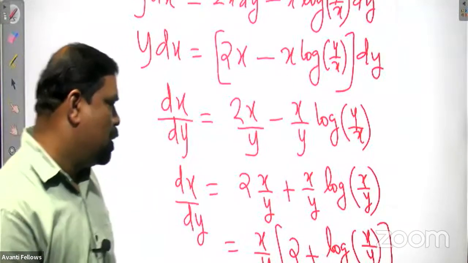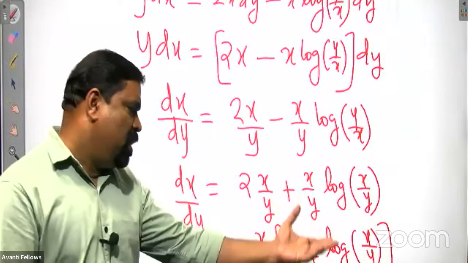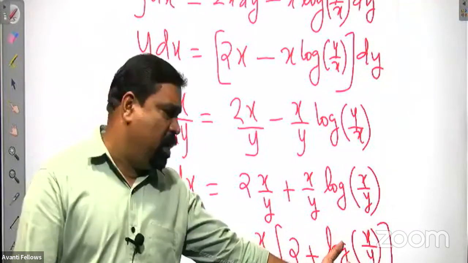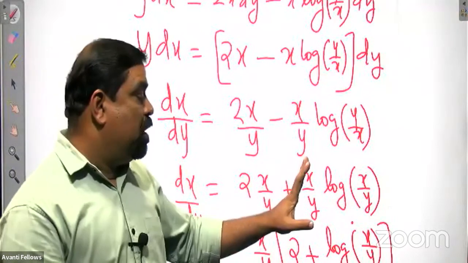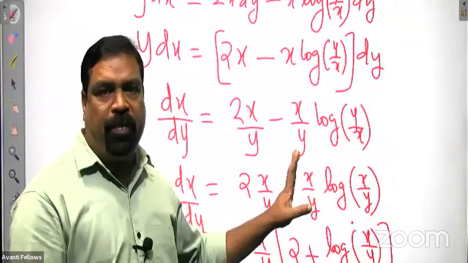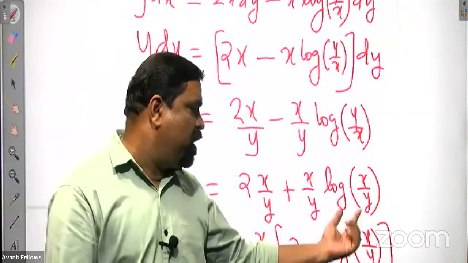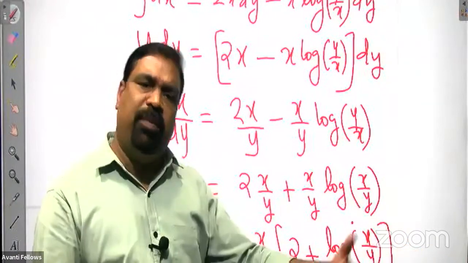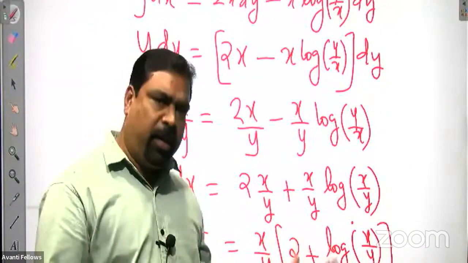Isn't it? Now you know the method. Put x by y equal to v. It is a function in x by y, f of x by y form, so it is a homogeneous function. So for a homogeneous function here we have to put x by y equal to v, and as usual differentiate and find the solution. Okay, I think now everybody can complete it.